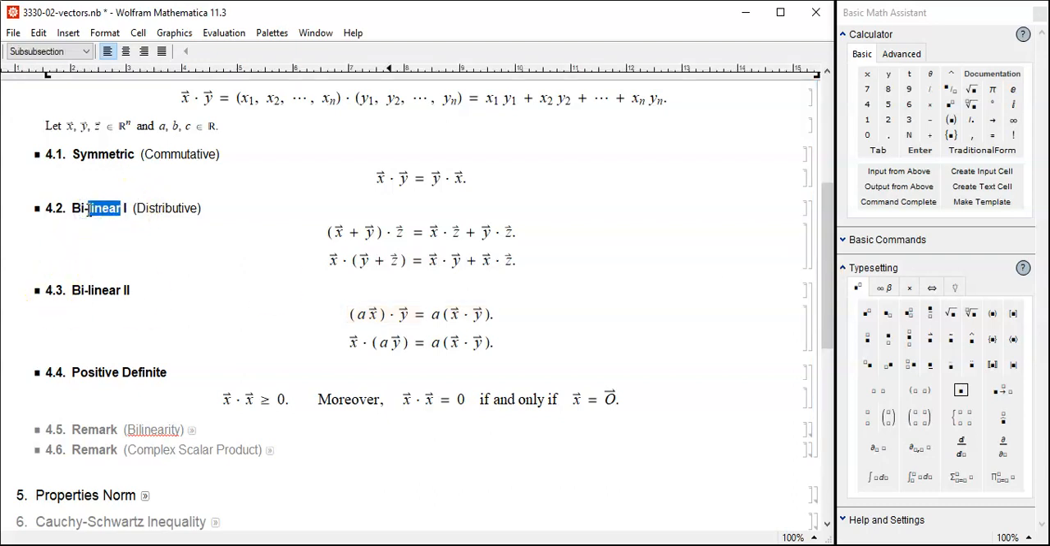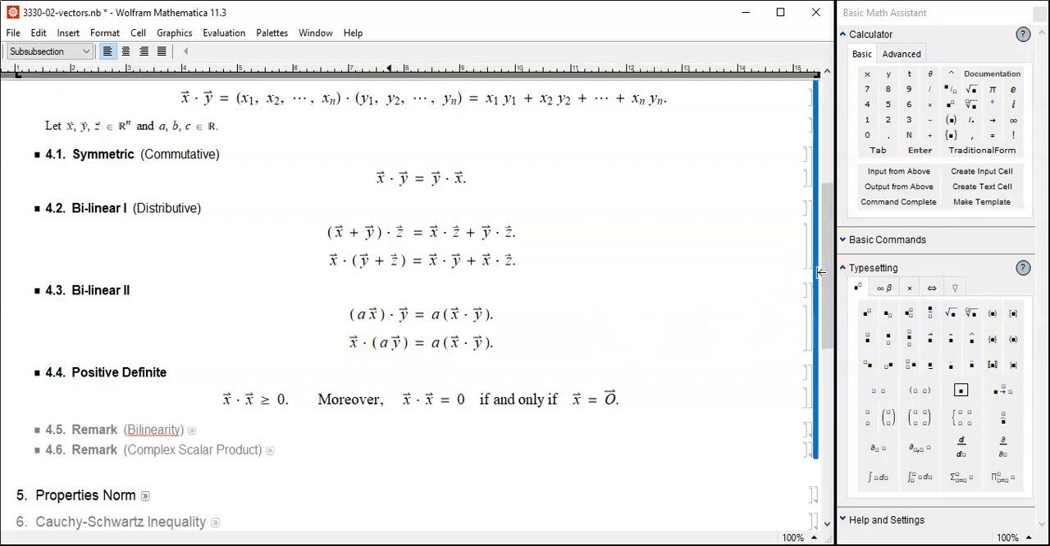Linear. But why are they called bilinear? Because it applies to the left-hand side of this dot product and also right-hand side of this dot product. Both of them. Here as well. Applies to left-hand side of that dot product and the right-hand side of that dot product. So we call it bilinear.